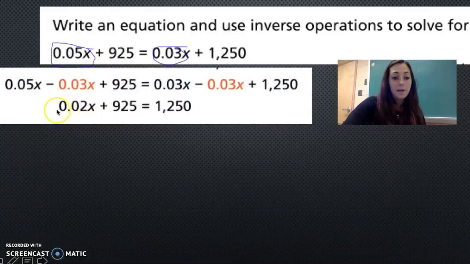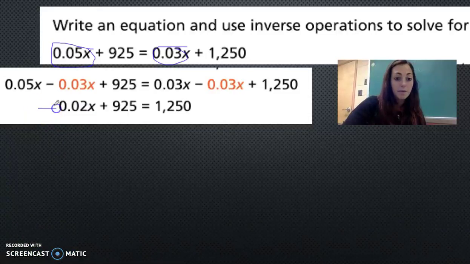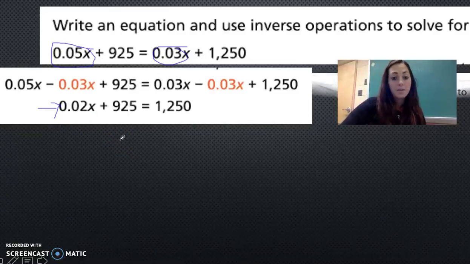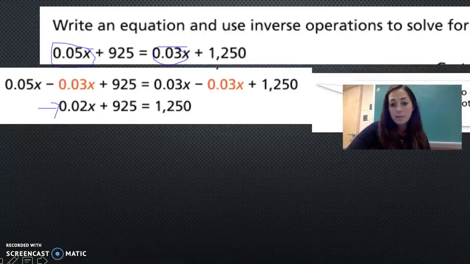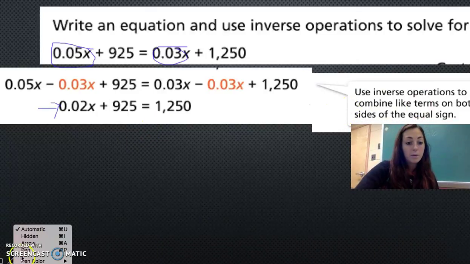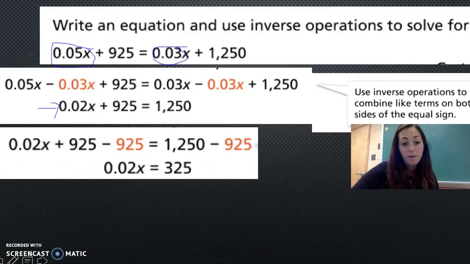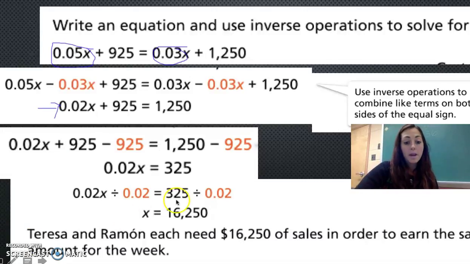And then when we do that, we get 0.02x plus 925 equals 1250. Then I used inverse operations to combine terms on both sides. Then I subtract 925 from both sides, and I get 0.02x equals 325, divide by 0.02, and I get 16,250. So what that means is Teresa and Ramon each need $16,250 of sales in order to earn the same amount for the week.